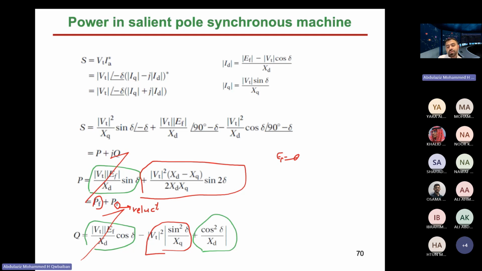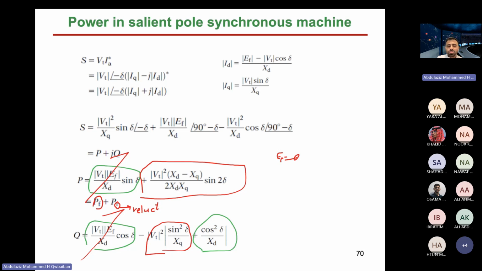From this type, there are other types of machines that have been explored by changing the geometry of the rotor. They are known as, for example, switched reluctance machine, or in general, reluctance machine, which basically by varying XD, XQ, you can control the real power.